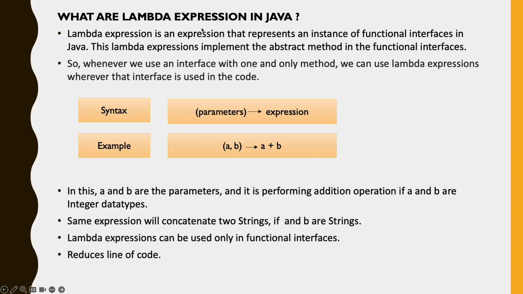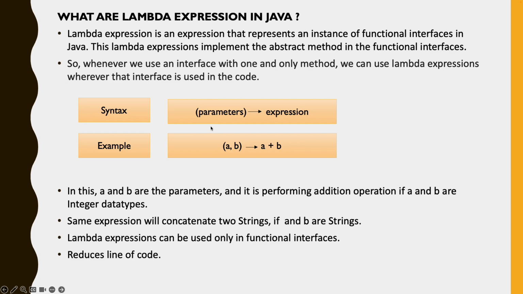What are the Lambda expressions in Java? Lambda expressions are the expressions that represent the instances of the functional interfaces. As you remember, in the previous slide we discussed, functional interfaces are nothing but the interfaces which will have only one abstract method. So that abstract method will be implemented using these Lambda expressions. Whenever we use an interface with only one method, we can use Lambda expressions to implement our code.